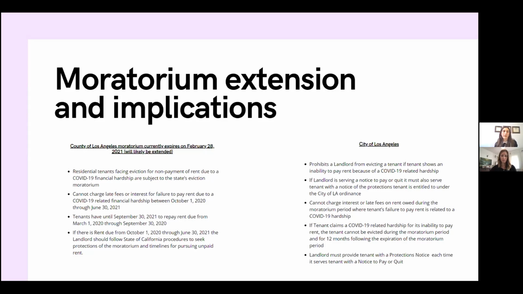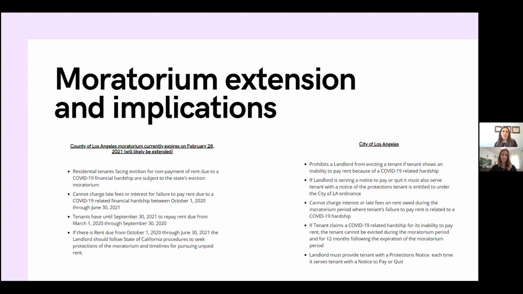Here in LA County, tenants have until September 30th, 2021 to repay rent due from what they call the protected period. That's from March 1st, 2020 through September 30th, 2020. So if you have a tenant who hasn't paid rent during that time, even though the state provides that you can file an action August 1st, you would actually have to wait until September 30th, 2021 before you filed your action, because as you can see in LA County, they gave the tenant a little bit more time to repay that rental debt.